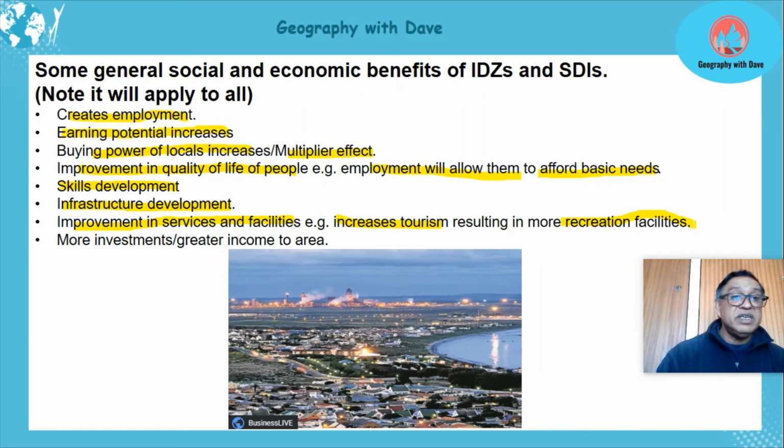All these things. More investment and greater income to the area itself as more people invest. And more people come in and the businesses are thriving. More money is coming into the area. So more money to various factors. With that also, you will find other tertiary sectors will come up. Your shops, your food, and I'm trying to use the simple examples that will pop up in all these areas, that will allow for them. So these are some of the social and economic benefits.